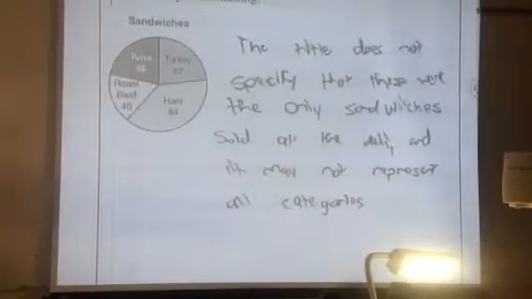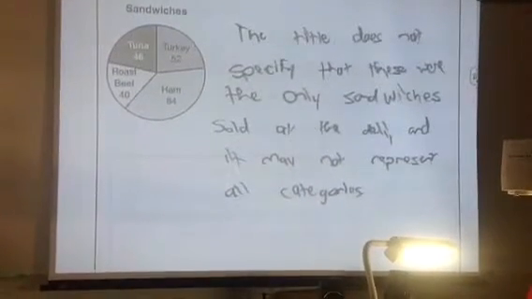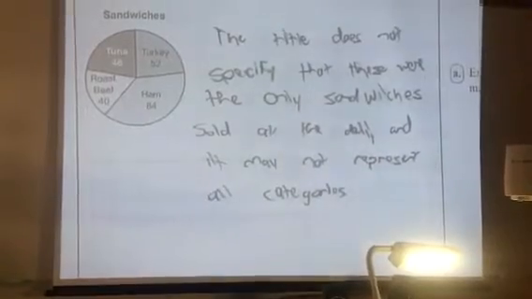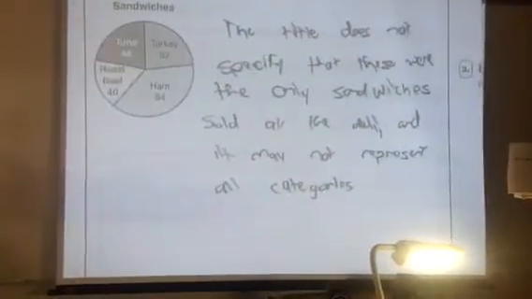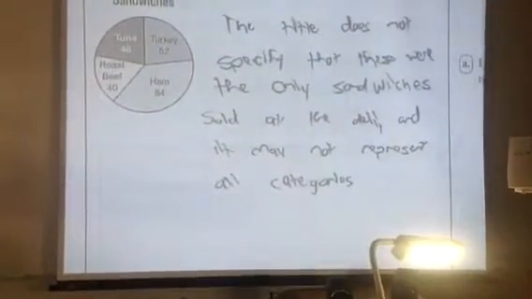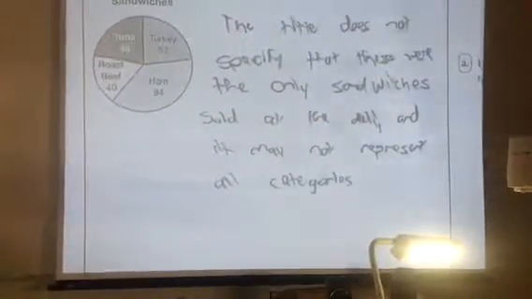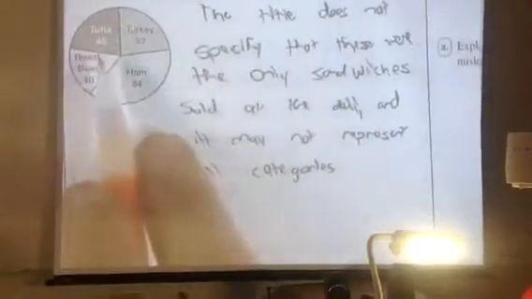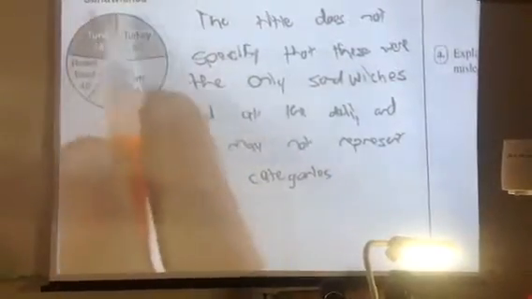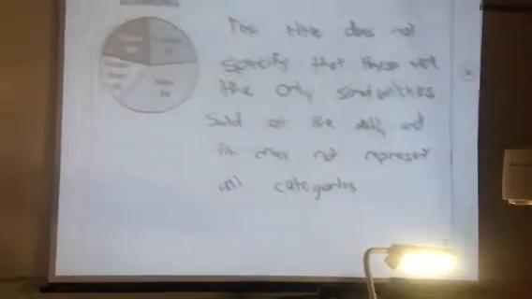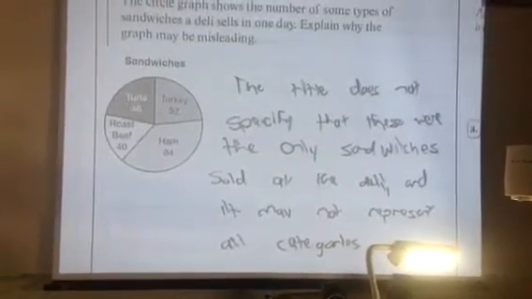They could have peanut butter and jelly sandwiches. They could have club sandwiches. They could have, I don't know, what else? Peanut butter and banana sandwiches. There could be all types of sandwiches sold at this deli, but the title does not specify that these are the only sandwiches. They could have had a chicken salad sandwich, but none of those were included in here. So this is misleading because it does not tell you all the types of sandwiches that could have been available at this deli.